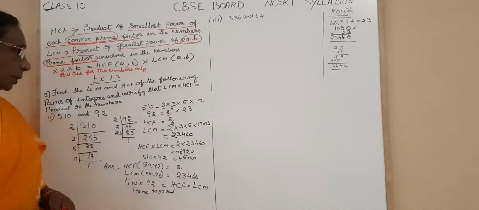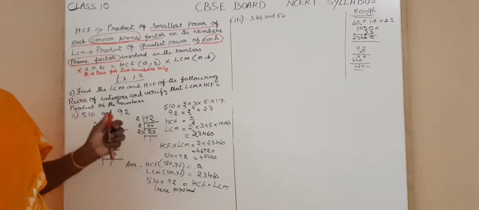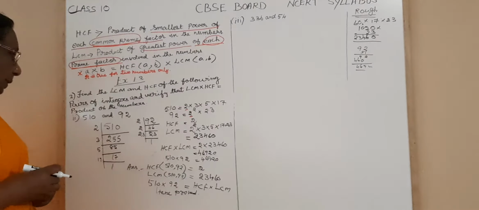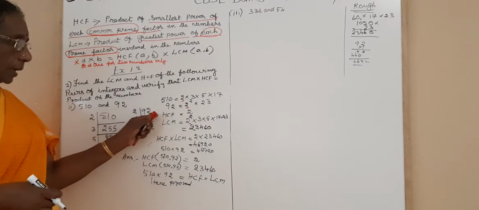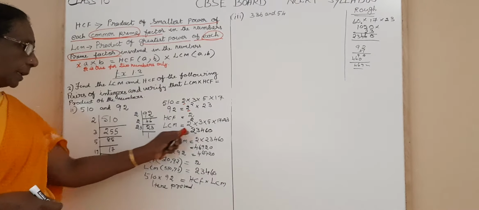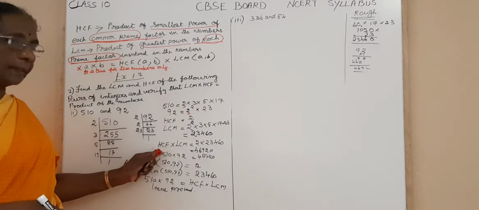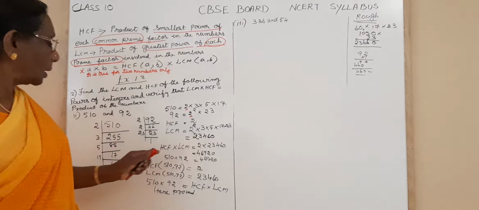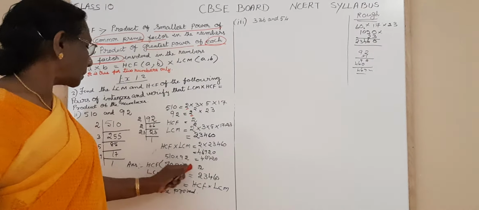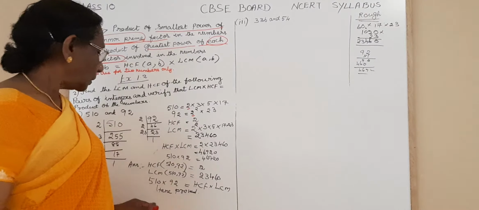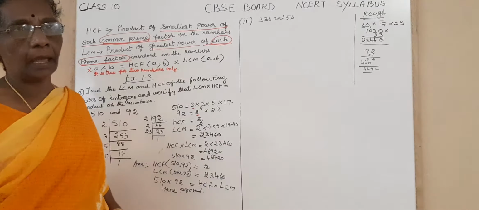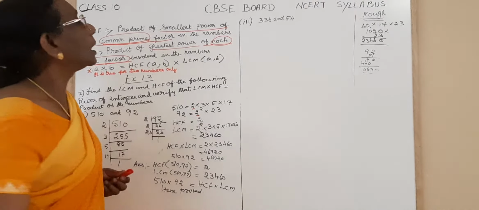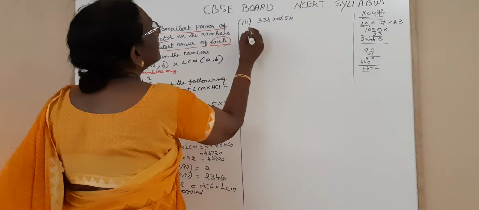Have you understood, children? So first step is what? You have to find the prime factorization. Second step, you have to write the factors and find the HCF. And third step, LCM, and find the product of HCF and LCM. Next, find the product of the numbers, and then you check whether they are equal. So we are getting, then write the answer. Okay, now we'll do sum number third.